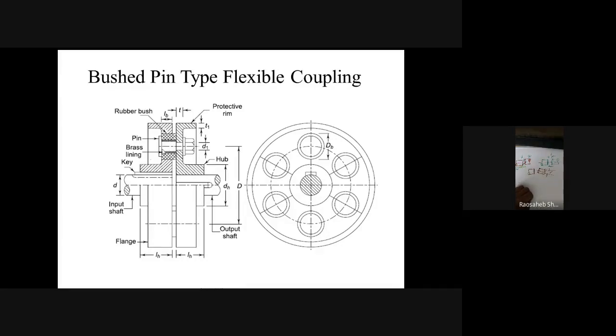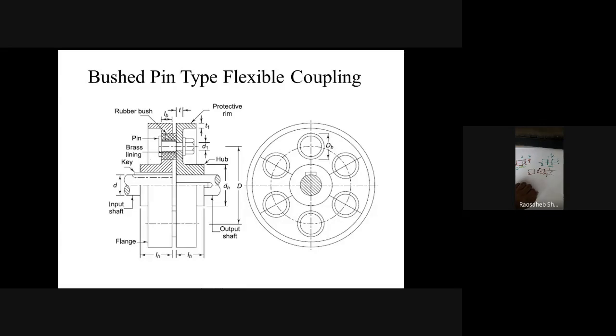So here this is the flexible element that we are using, which consists of a pin and a rubber bush. Inside that rubber bush there is a brass lining. So there is the length of the rubber bush. This is called a flexible coupling, which is using a flexible element. Now, what are the advantages of using this one, which is called a bushed pin type flexible coupling? First, it can tolerate 0.5 mm of lateral or axial misalignment.